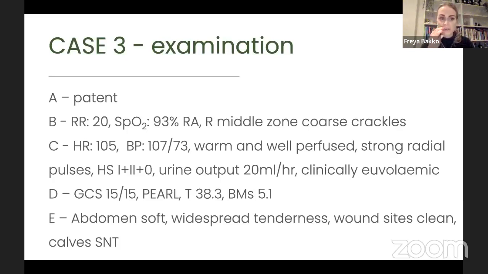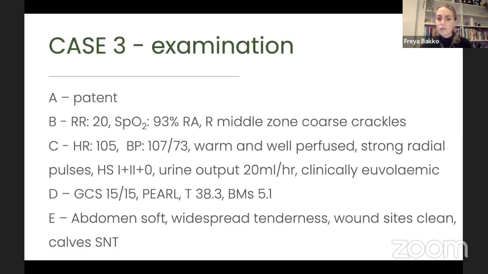So again, you want to go through your A to Es, make sure the airways are patent. On breathing, his respiratory rate is on the brink of being high. His sats are slightly low on room air at 93%. On auscultation, you can hear a right middle zone crepitation. Otherwise, he's a bit tachycardic, his blood pressure is stable, and he's warm and well perfused with strong radial pulses. His heart sounds are normal, and his urine output is 20 milliliters per hour, which is satisfactory.